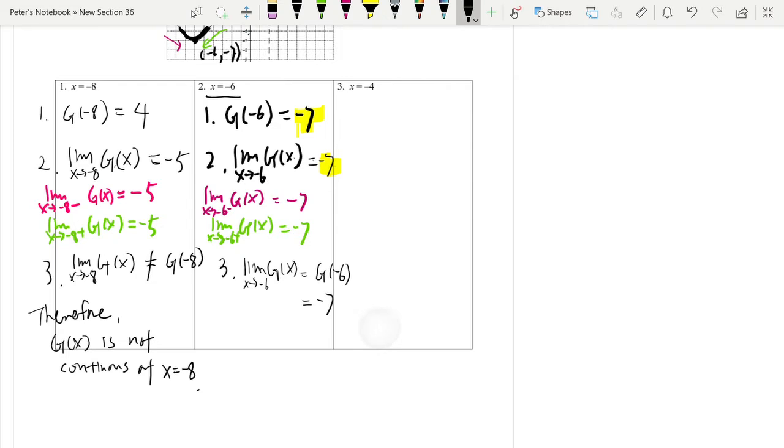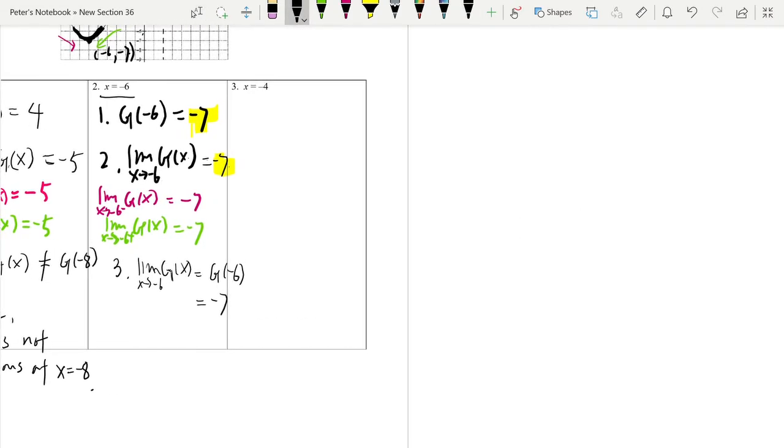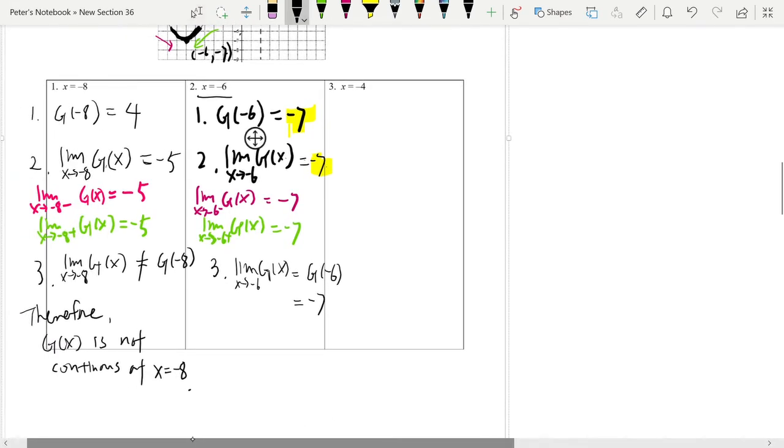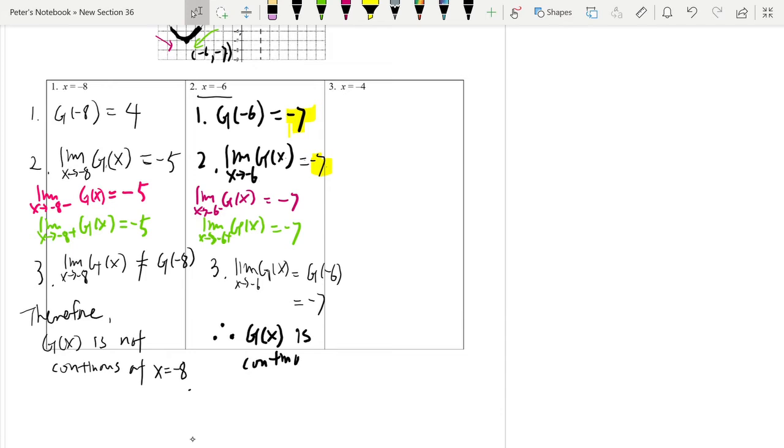So here, instead of saying therefore, now I'm going to start using a mathematical notation. Mathematicians usually use these 3 dots like that. So therefore, g of x is continuous. Okay, continuous at x equals negative 6. Like that.